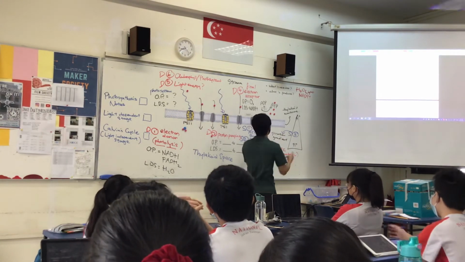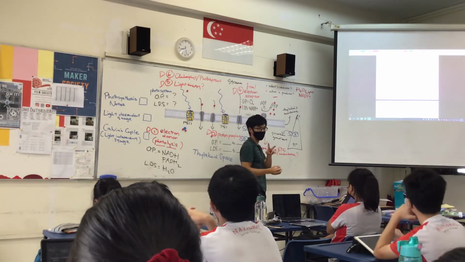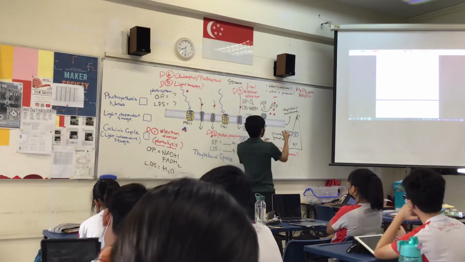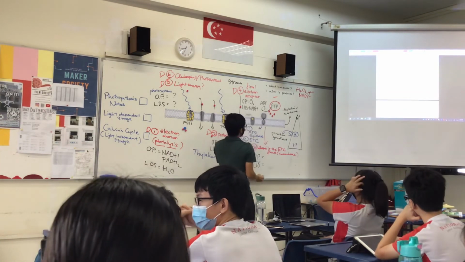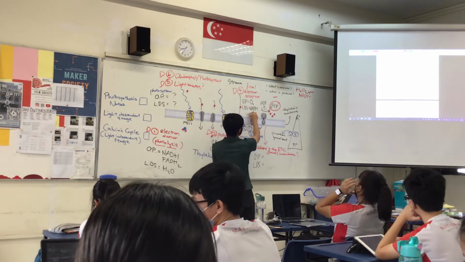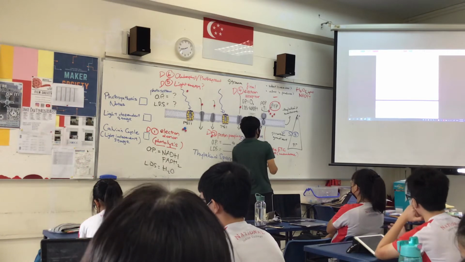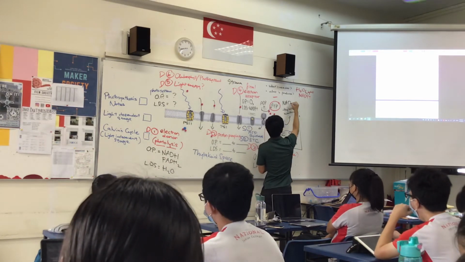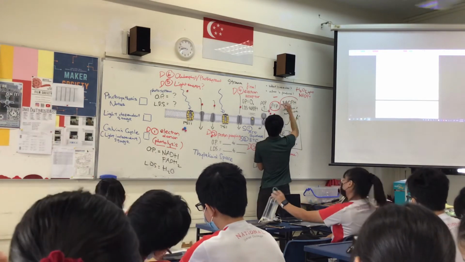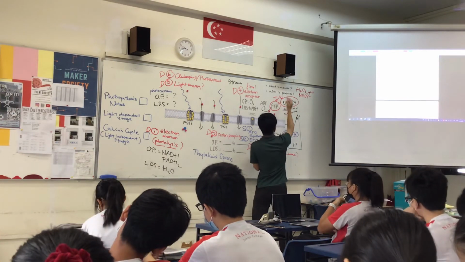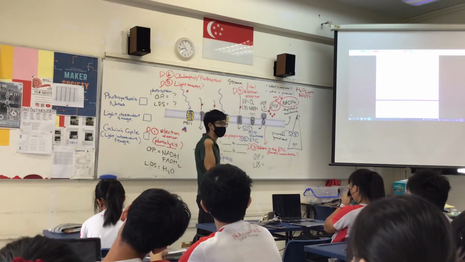So, what is produced? Two things are produced, right? One thing that's produced is ATP. Another thing that's produced is NADPH. These are our two products of the light-dependent stage. Now, what are we using this for? It's for the next step.